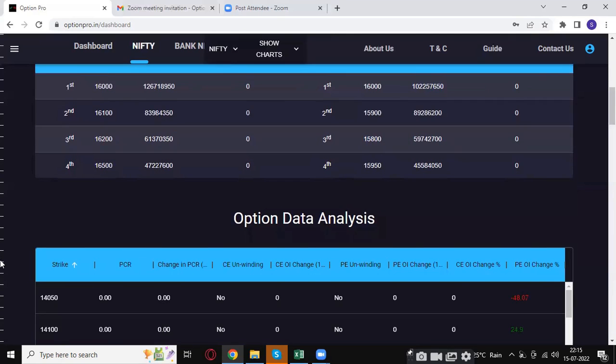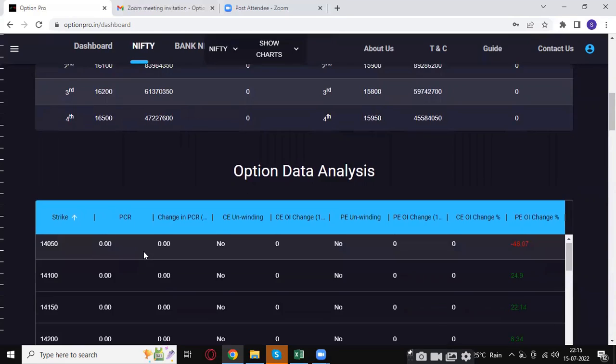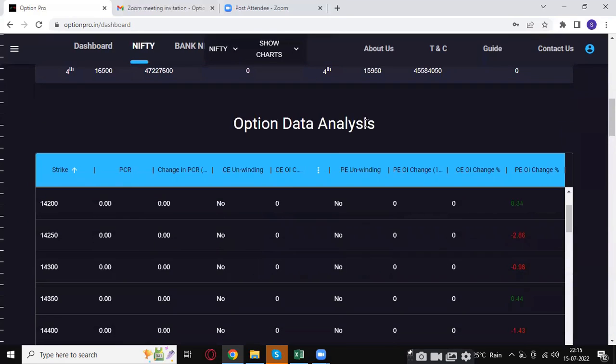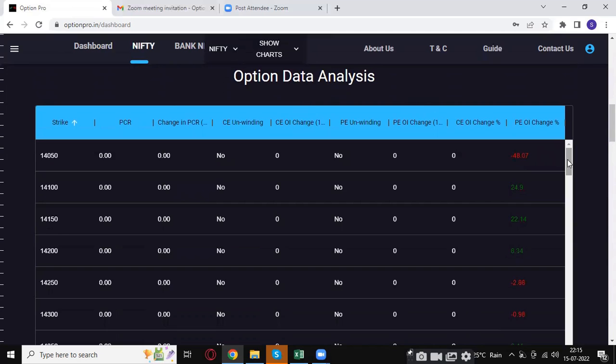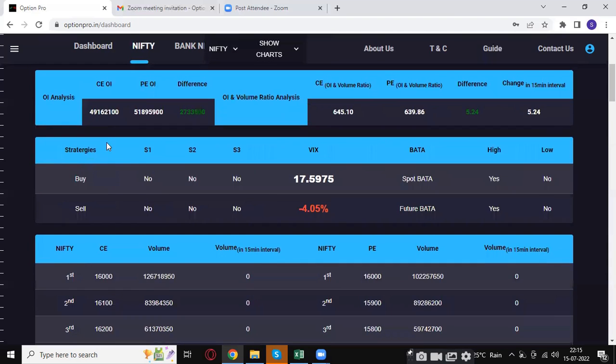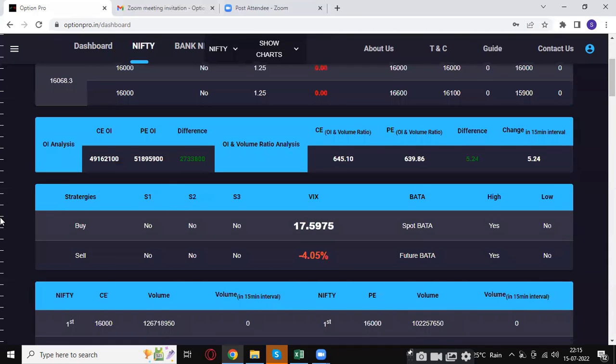Okay, so from this table you can analyze that data. Here you can see the complete option chain data analysis. You can see the strike wise option chain analysis. Right now, whatever we talk about is overall data: what exactly is happening overall on that stock, or Nifty, or Bank Nifty.